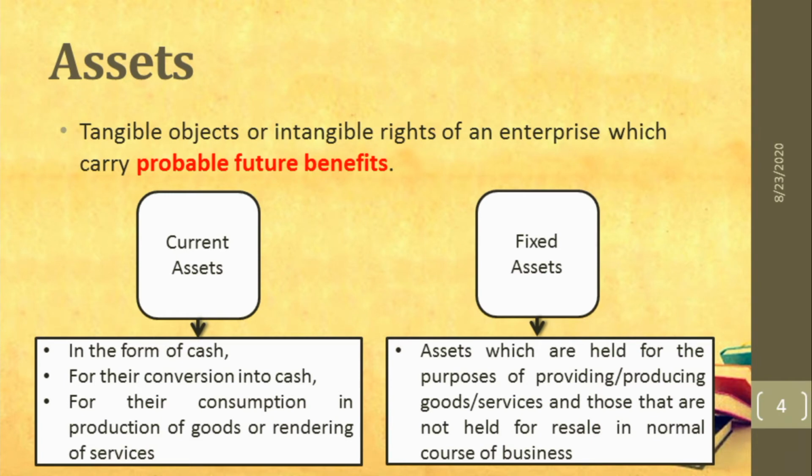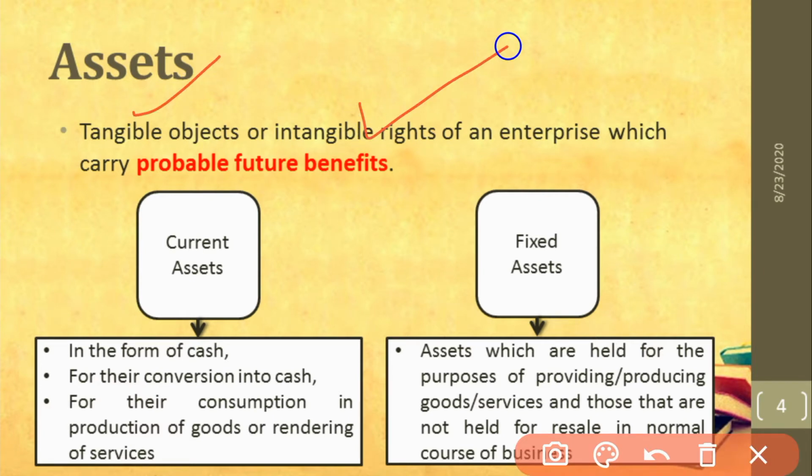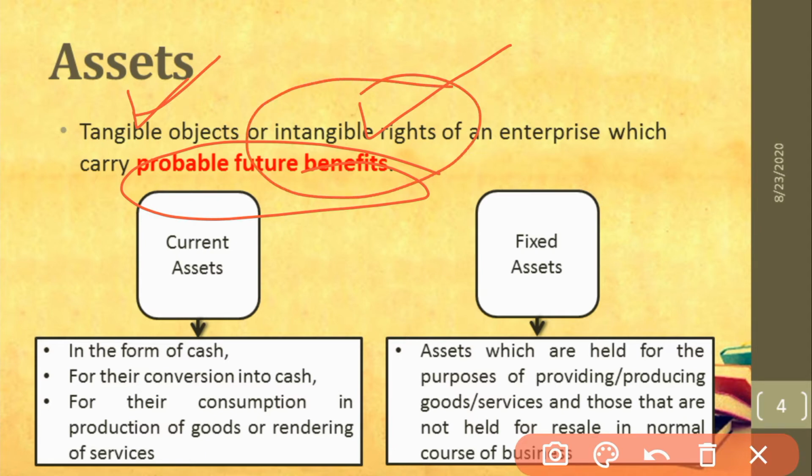Next are assets. It's a very important term in accounting. Now let's see what the definition says. These are the tangible objects or intangible rights of an enterprise which carry probable future benefits. Now what are tangible objects? Tangible objects are those that I can touch and see, for example furniture, computers, laptops, etc. And what are intangible rights? Intangible rights cannot be seen and touched, for example trademarks and copyrights. These we cannot see or touch, hence they are known as intangible rights.